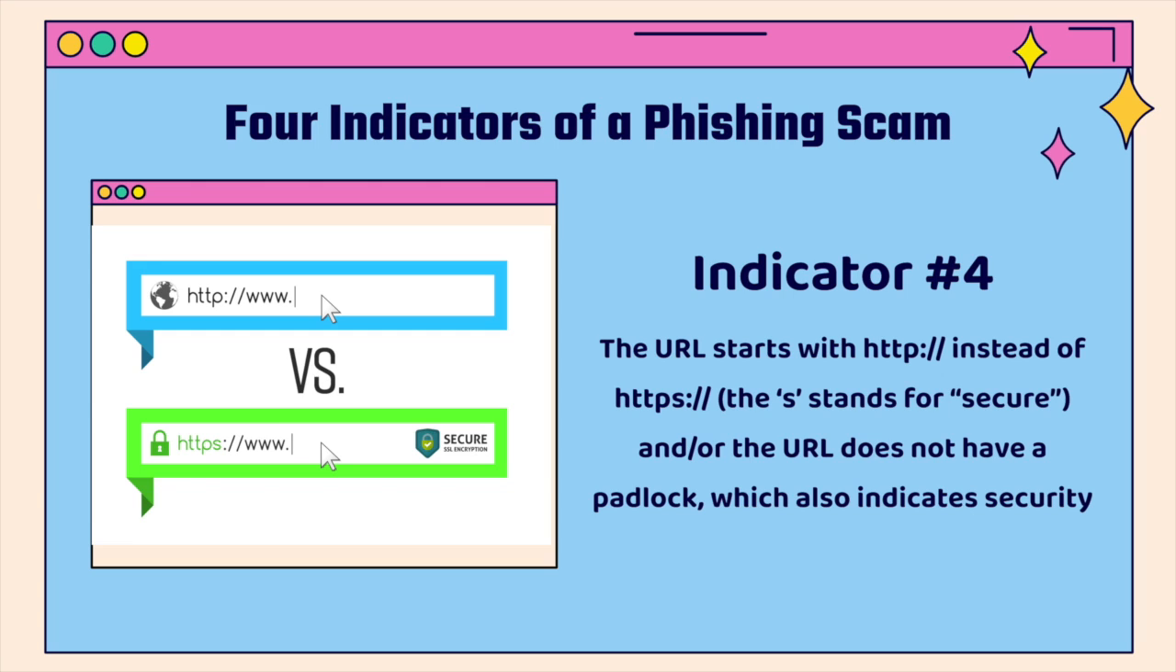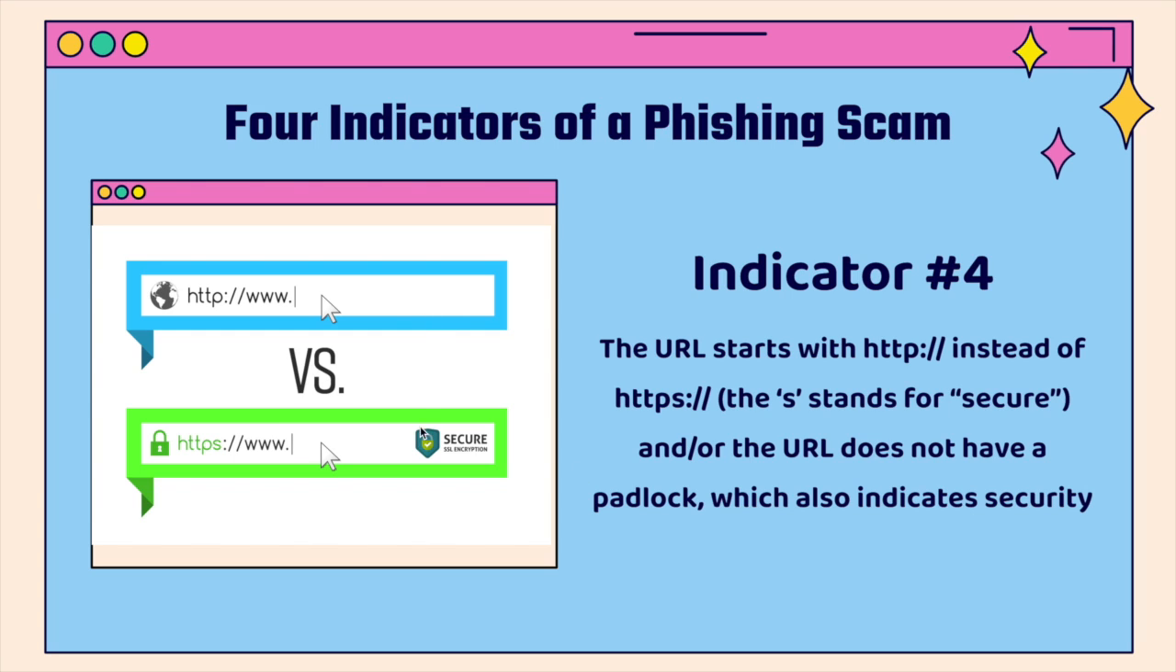And then my last indication, and often my most obvious indication, if I click on a link from an email and it takes me to a website that starts with HTTP instead of HTTPS, I can feel pretty certain that that is probably a phishing scam, because that S in HTTPS stands for secure. It means that website is an entirely secure place for me to type in personal information. Another symbol that we have for security is a padlock that appears next to a web address. Again, that padlock is another indication that the website is secure.